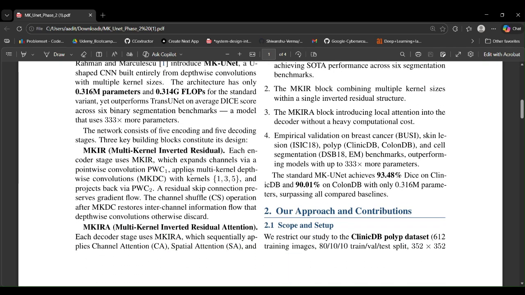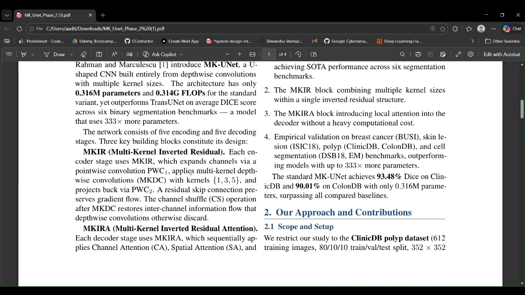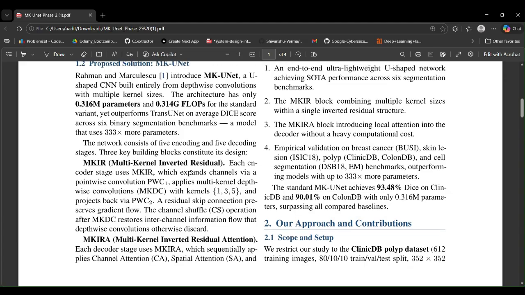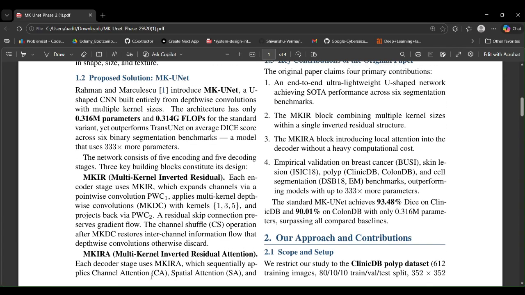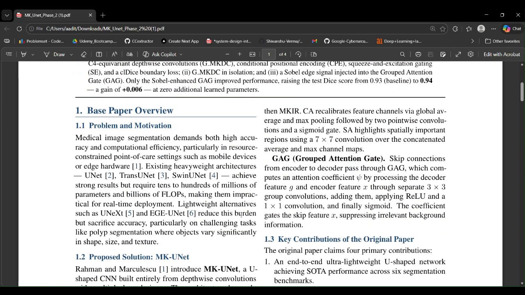After that, we have the MKIRA block, which is the multi-kernel inverted residual attention block, which contains a channel attention and a spatial attention along with the MKIR block. This is usually put in the decoder steps. Then after that, we have the grouped attention gate. So the grouped attention gate helps us grasp the context from the higher layers through skip connection when the input is being decoded. So the input can be mapped and looked at by the model in a much higher spatial context.